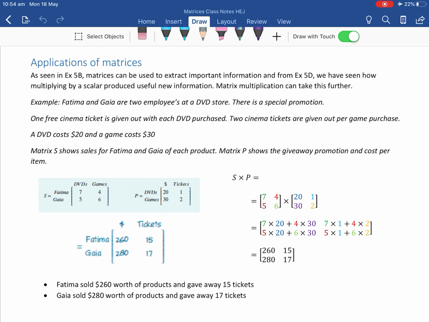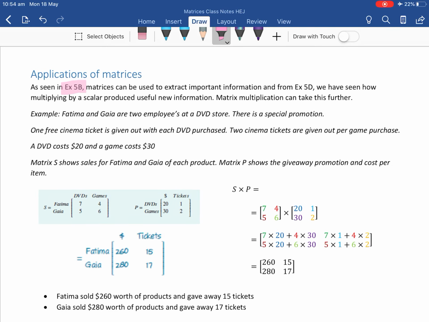Okay, so today we're looking at applications of matrices. In the introduction here it says that in exercise 5b, matrices can be used to extract important information, like adding up rows and columns to tell us the total of things. And then in exercise 5d, we had a look at multiplying by a scalar, so a number, which would produce new information. So things like increasing things by 50% or decreasing by 20%, that sort of thing.